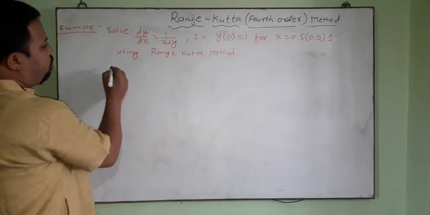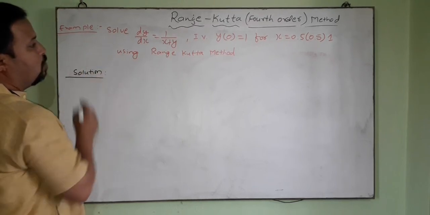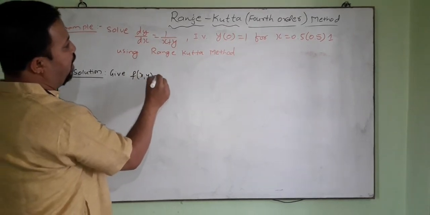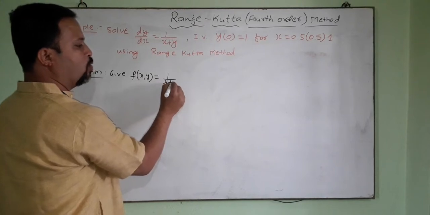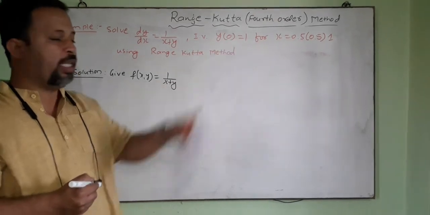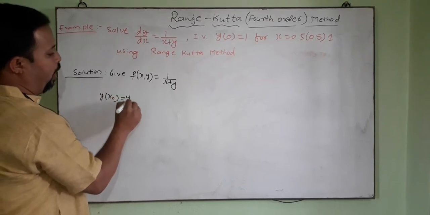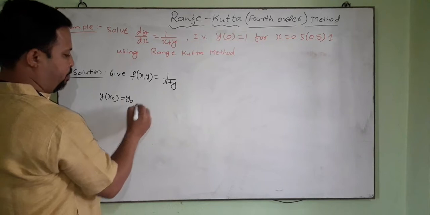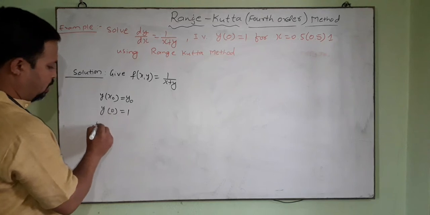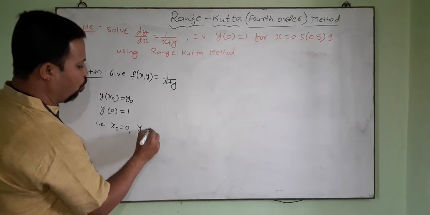So here, given is f of x comma y, which is 1 divided by x plus y. And as I told you, the initial condition y of x naught is equal to y naught is given as y of 0 is equal to 1. That is, x naught is equal to 0 and y naught is equal to 1.